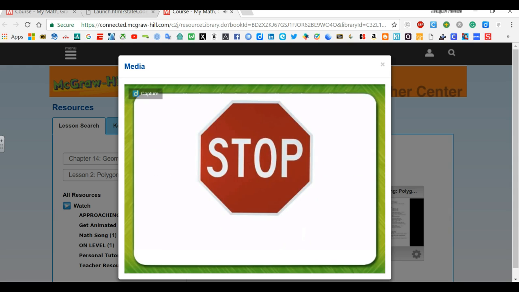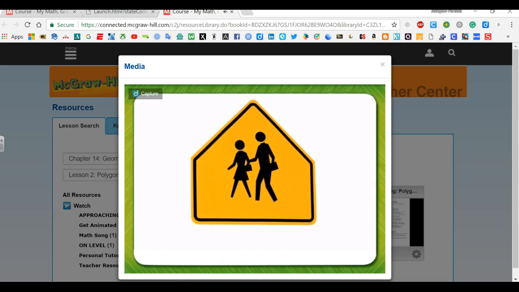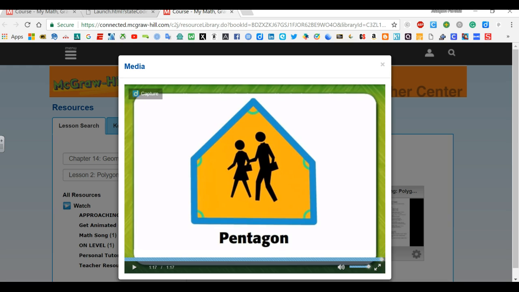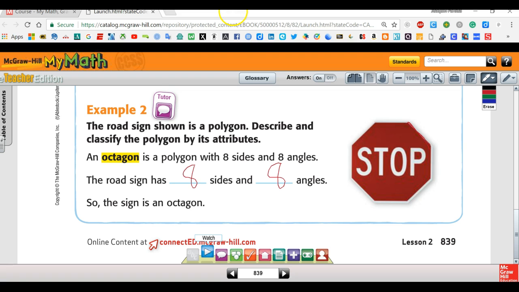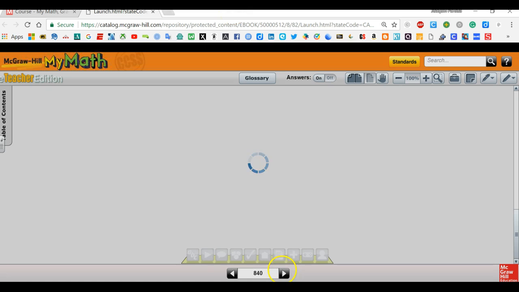Describe the polygon. There are 8 sides and 8 angles, so it is an octagon. Let's try another one. Describe this polygon. There are 5 sides and 5 angles, so it is a pentagon. Awesome. Okay, go on to the next page.